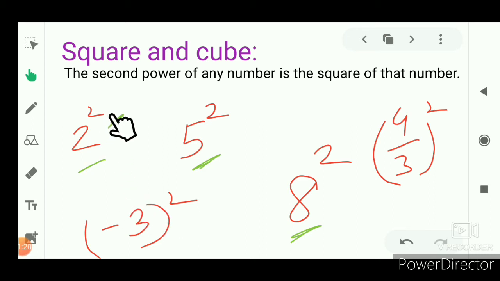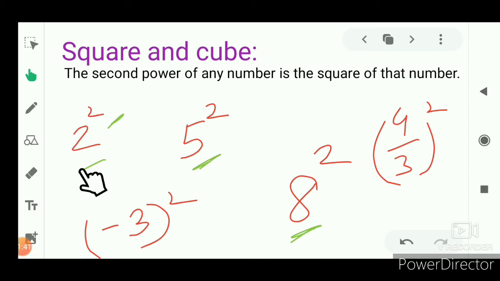Okay, so the second power of any number, second power. Here is also second power, here is also second power, here is also second power. So any number whose power is 2 is called the square of that number.